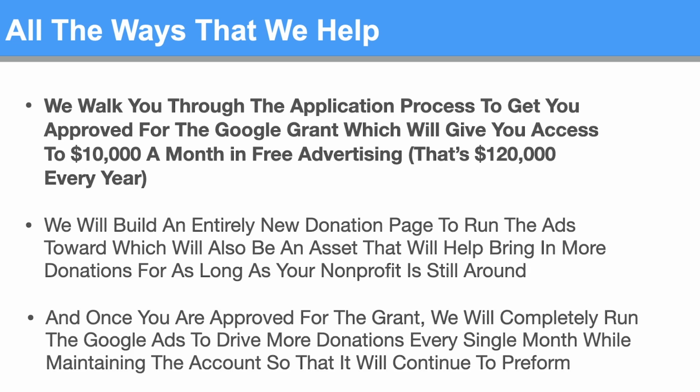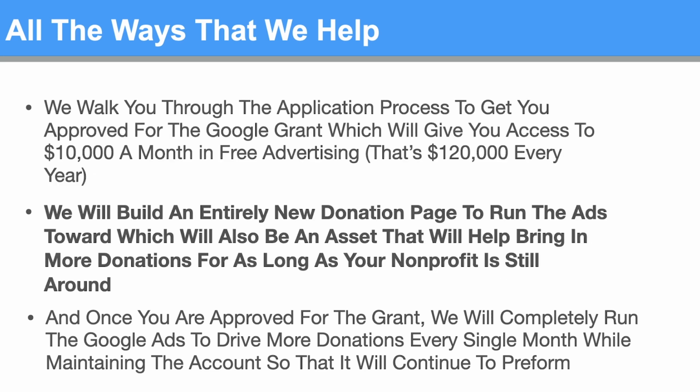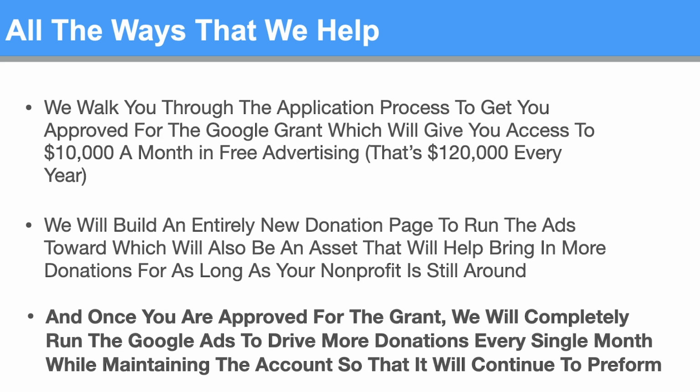And here's just a recap of everything that we do to help your nonprofit. The first thing we do is walk you through the application process to get you approved for the Google Grant, which will give you access to $10,000 a month in free advertising, which is $120,000 every single year. The next thing we'll do is build an entirely new donation page to run the ads towards, which will also be an asset for your nonprofit that will bring in more donations for as long as your nonprofit is still around. And once you're approved for the grant, we'll completely run the Google ads to drive more donations every single month while maintaining the account so that it will continue to perform.